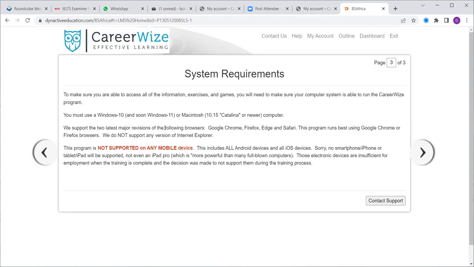When the training is complete, and the decision was made... You missed it. Those electronic devices are insufficient for employment when the training... You said enrollment, it is employment. Oh, okay. Employment, yes. When the training is complete and the decision was made not to support them during the training process. Excellent. So it's self-explanatory. Yes.